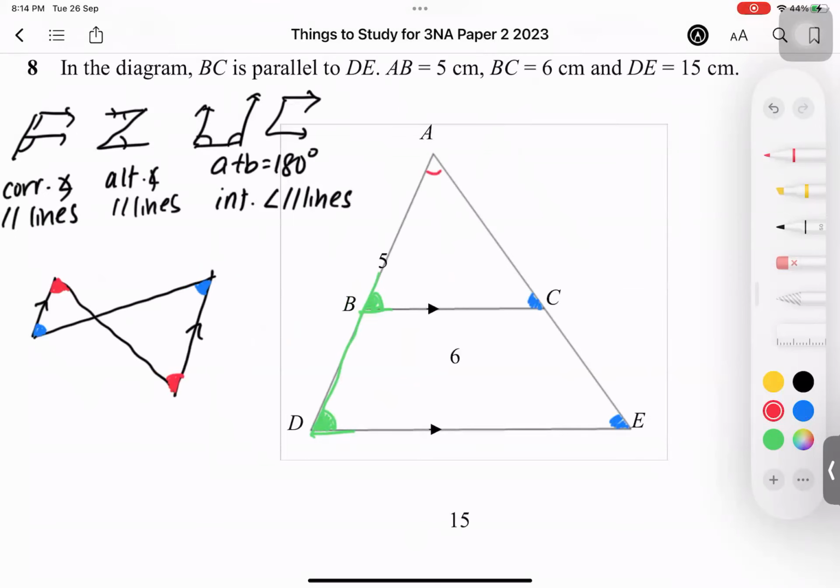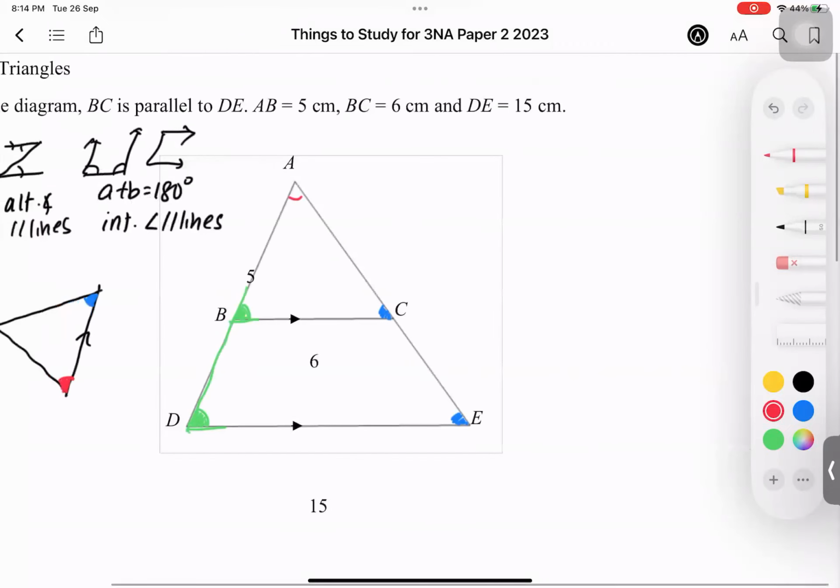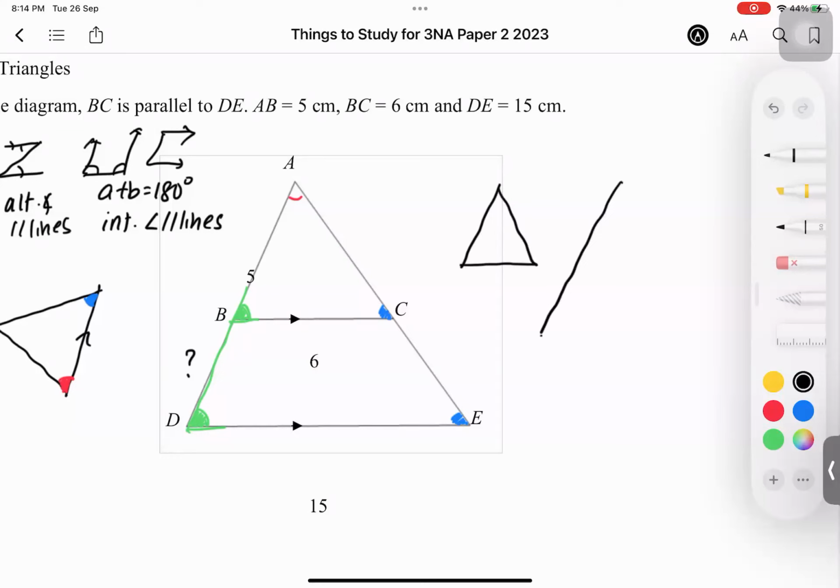But for this kind, there's a trap. Sometimes the teacher gives you measurements, right? And then you will think that, oh, let's say they ask you to find BD over here. Then you think that it's a small part. No, this is actually a small triangle within a bigger triangle, right?